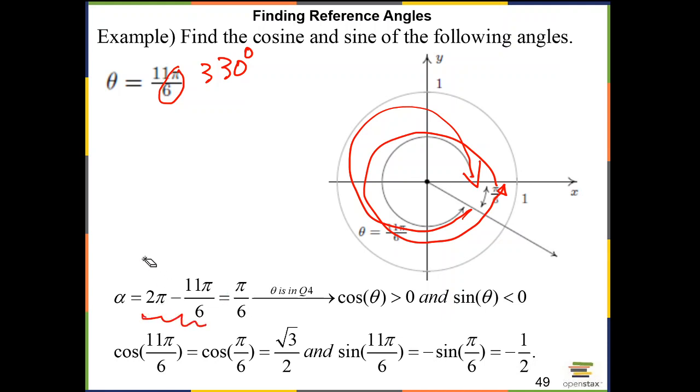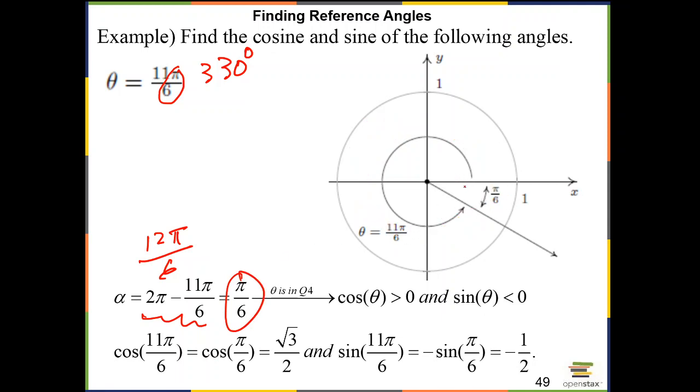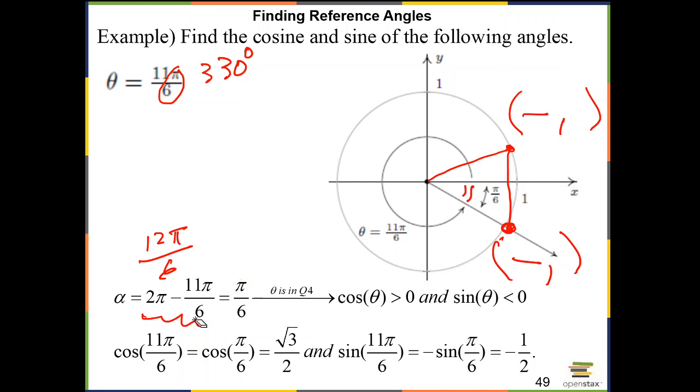2 pi with the denominator of 6 is 12 pi over 6. Minus 11 pi over 6 is pi over 6. So you can find it that way. So that's the reference angle. Now, we know if we, again, reflect it into the first quadrant, the cosine of this angle is the same as the cosine of pi over 6, right? And the sine is just a negative.